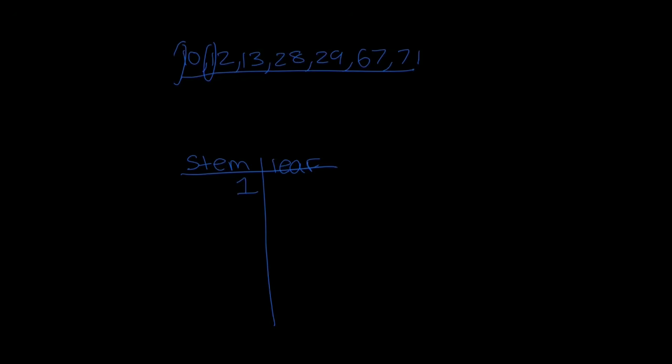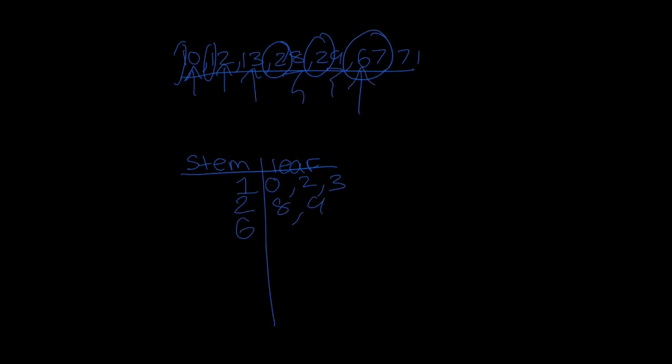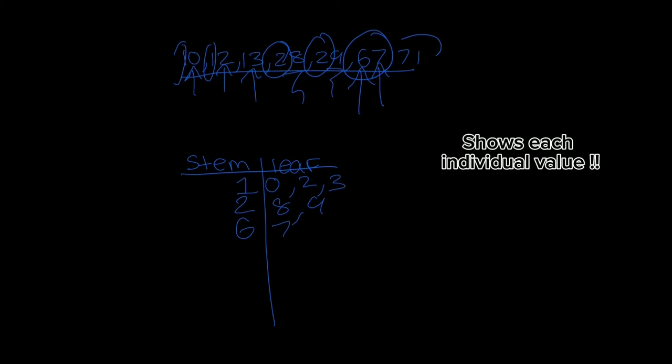So what's the value after those? It's 0, 2, and 3. So that's it, 0, 2, and 3. So we continue that, 2 and 2, so we put that, and then we see 8 and 9. So it'll be 8 and 9. There's only 1, so the stem is 6, and the leaf is 7. 6, 7. And then that's just basically it.